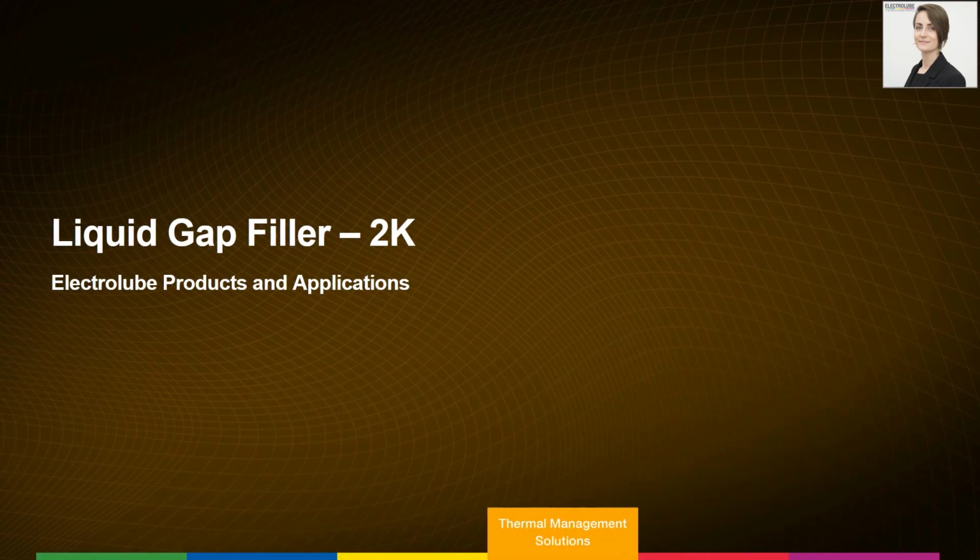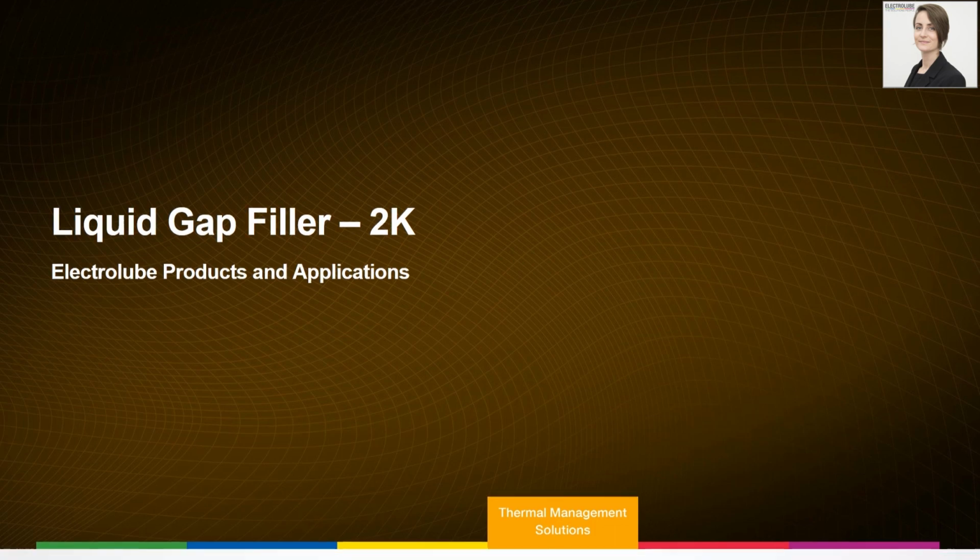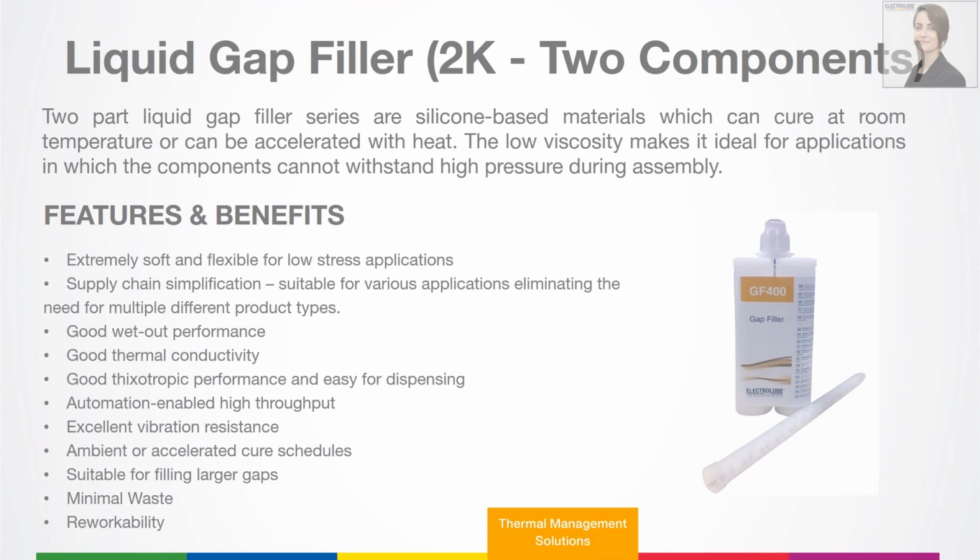So moving on to gap fillers now, looking at some 2-component gap fillers. These are silicon-based materials. They are used for very low stress applications where you have a larger gap. As it's a 2-component curing material, it could be up to 1 millimetre, it could be more. You're looking to, again, eliminate air from areas where you could have hot spots. They have good thermal conductivity.